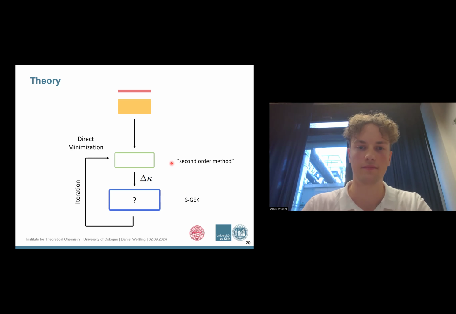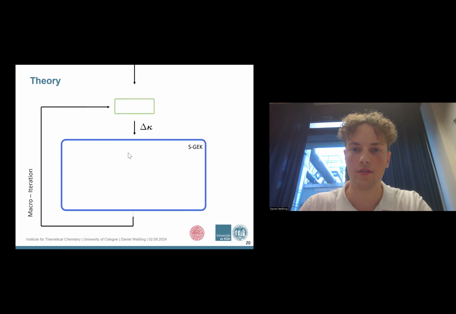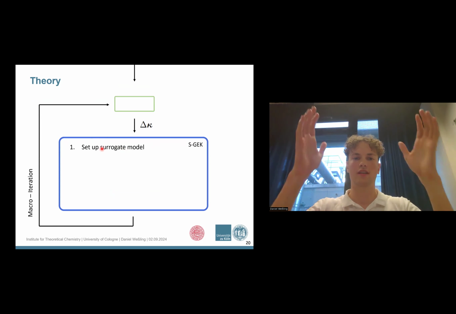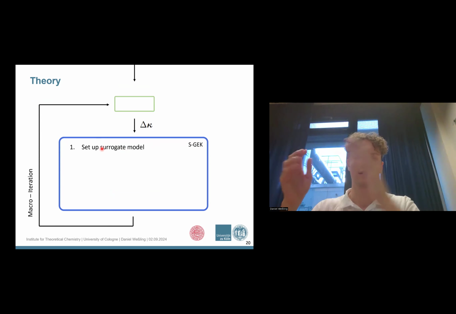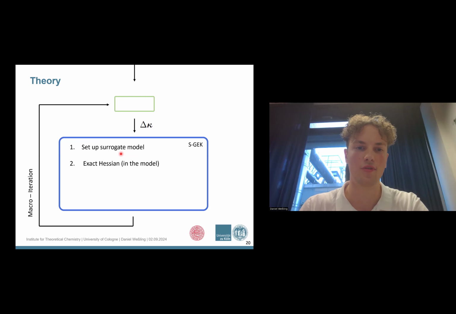All right, now we know what gradient enhanced Kriging is, and in this flowchart, there's a bit more. So first we set up the surrogate model. This is what I said with setting up the covariance matrix and putting this data in. From there, we can calculate an exact Hessian because the space is so small.